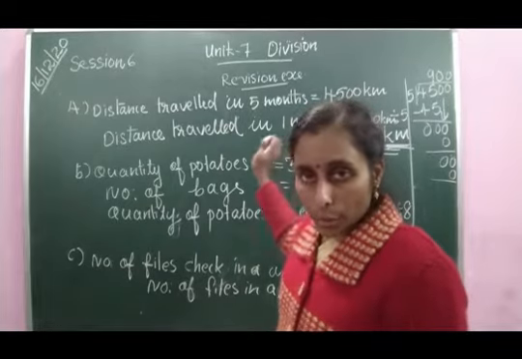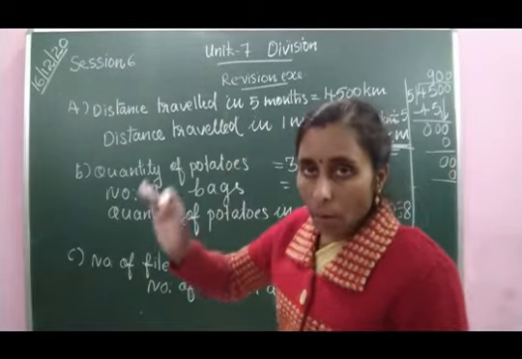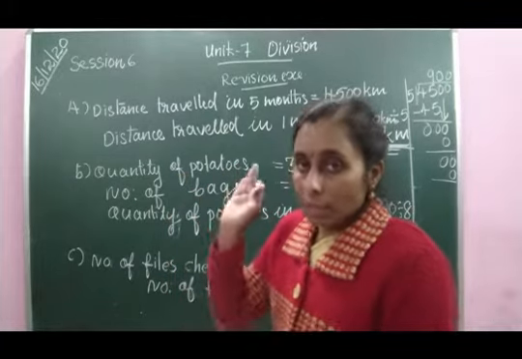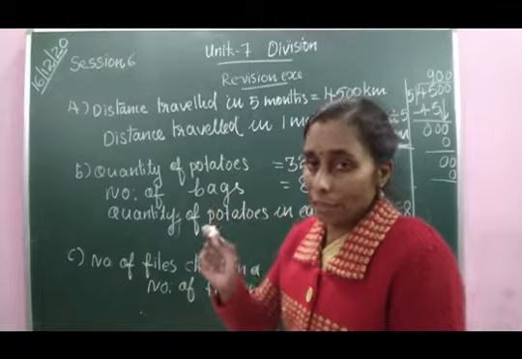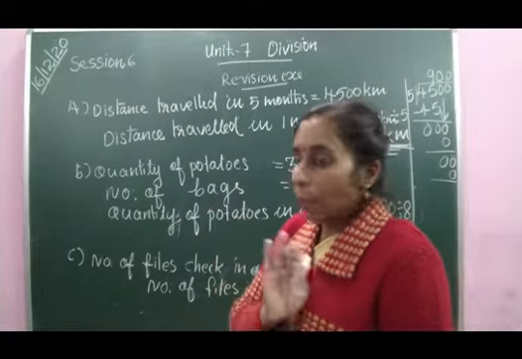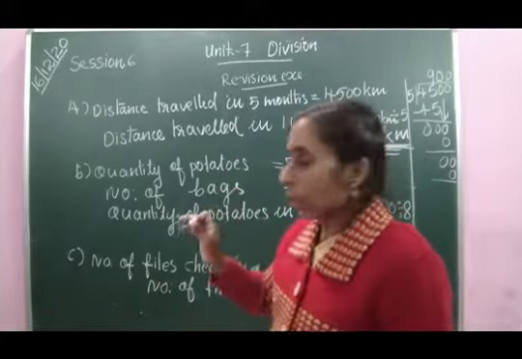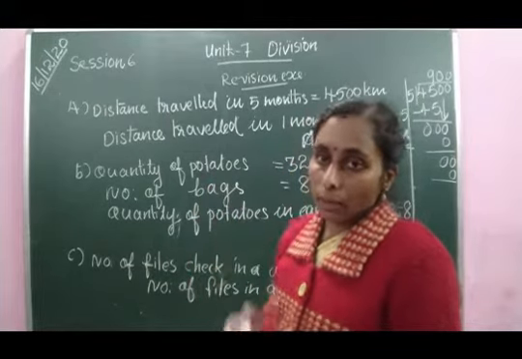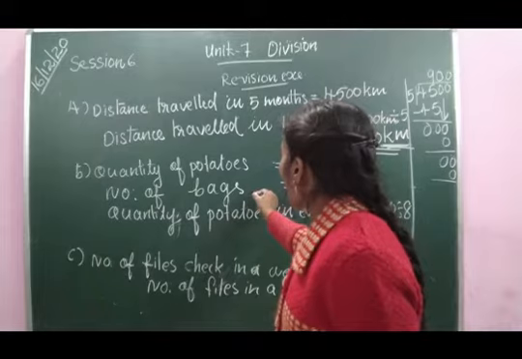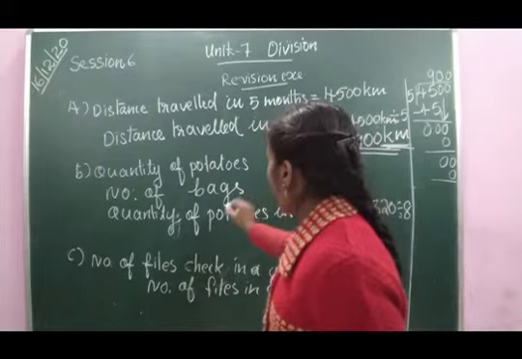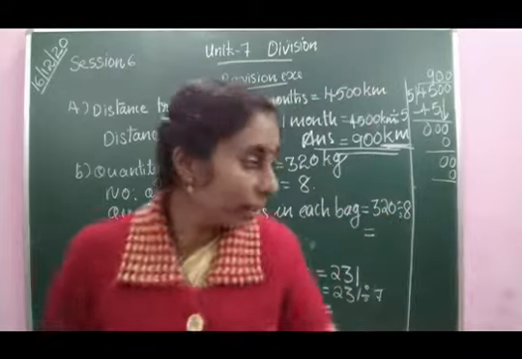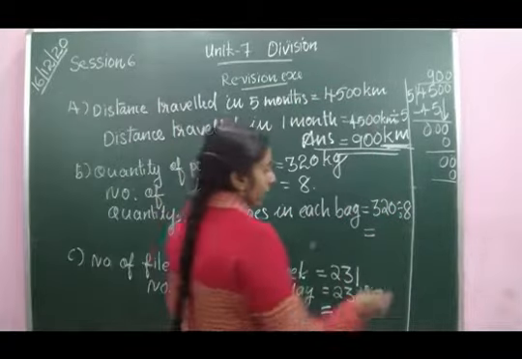Whenever there is some unit, if it is an amount you write rupees, if it is quantity you write kg, if it is capacity you write liter. That should be there. Number only, we need not write anything. Otherwise, we have to write the unit along with the number. Then number of bags is 8. Quantity of potatoes in each bag is 320 divided by 8.